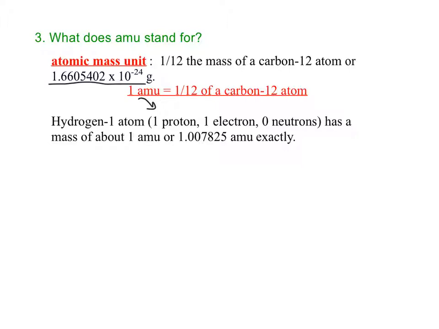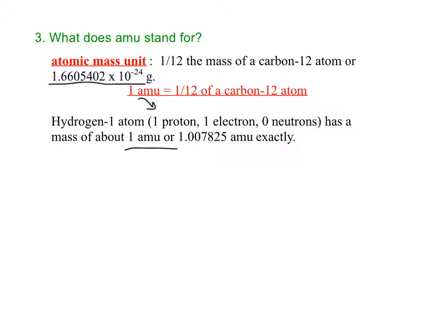Now, if you want to get real specific, when you compare the actual mass of a hydrogen-1 to the actual mass of a carbon-12, it's about 1.007825. We, generally speaking, just round that down to 1. So atomic mass unit is essentially 1/12 the mass of a carbon-12 atom.